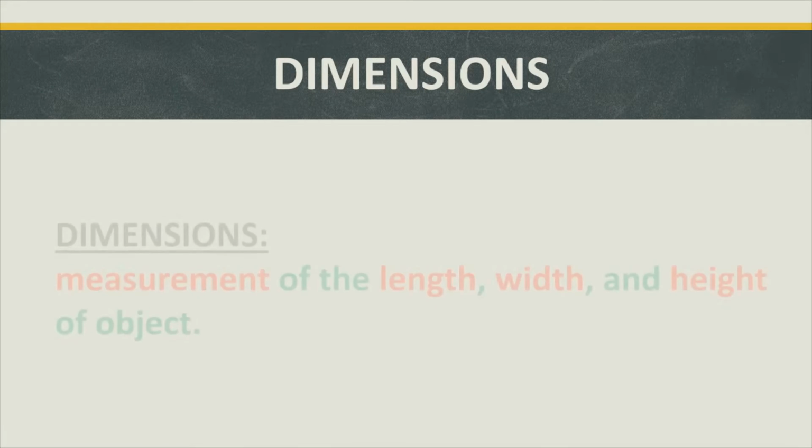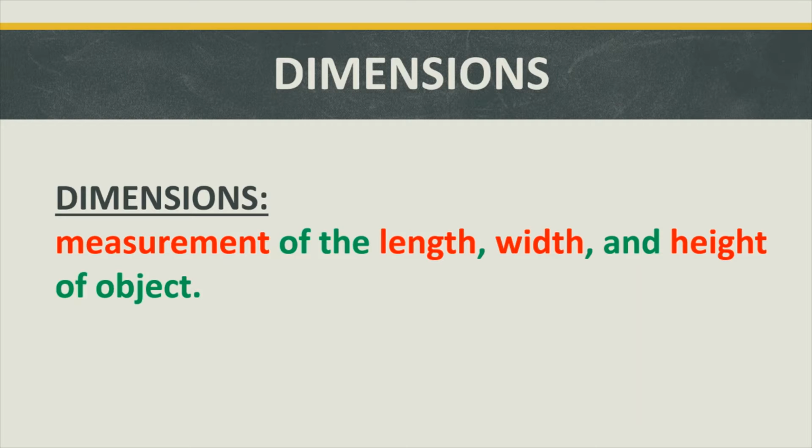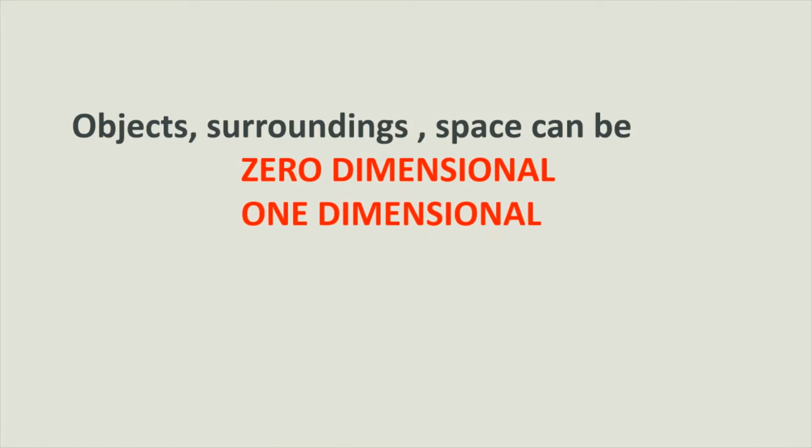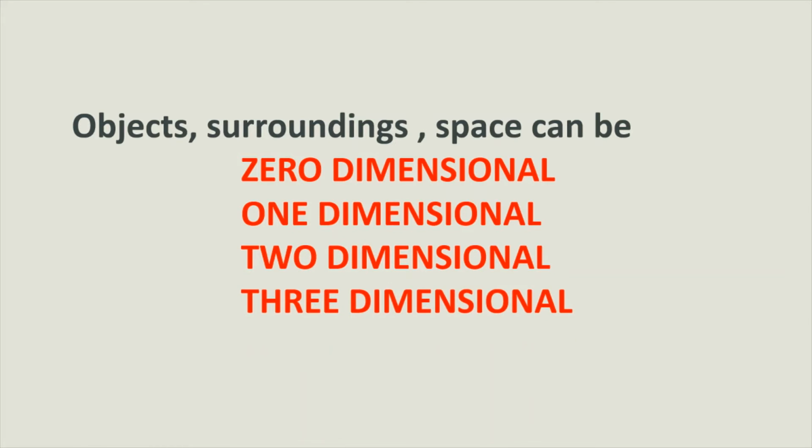Dimensions. A dimension is a measurement of how long, wide, or high an object is. Objects, surroundings, or even space can be either zero-dimensional, one-dimensional, two-dimensional, or three-dimensional. There are more dimensions, but we are going to only cover these.